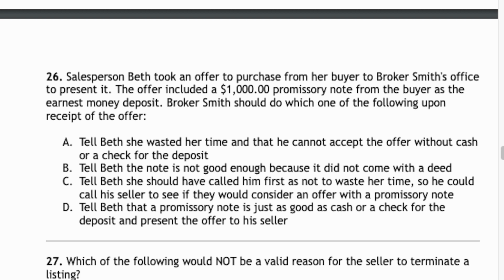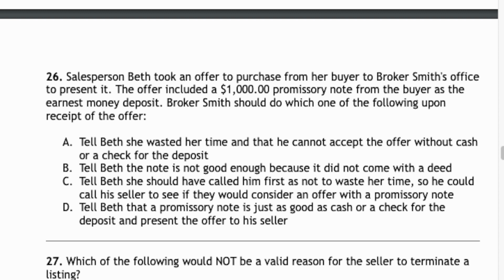A. Tell Beth she wasted her time and that he cannot accept the offer without cash or a check for the deposit. B. Tell Beth the note is not good enough because it did not come with the deed. C. Tell Beth she should have called him first as not to waste her time so he could call his sister to see if they would consider an offer with a promissory note. D. Tell Beth that a promissory note is just as good as cash or a check for the deposit and present the offer to his seller.